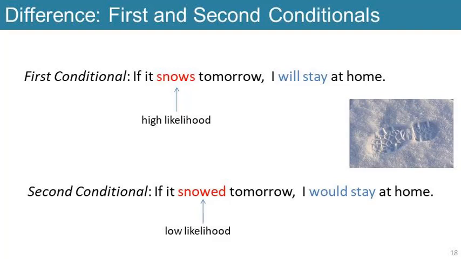In wintertime, after it has snowed on several previous days, the speaker perceives the likelihood of snow the next day as high. If, on the other hand, the weather is mild, and it has not yet snowed this winter, then the speaker perceives the likelihood of snow the next day as low. In the first case, the first conditional is used, and in the second case, the second conditional is used.